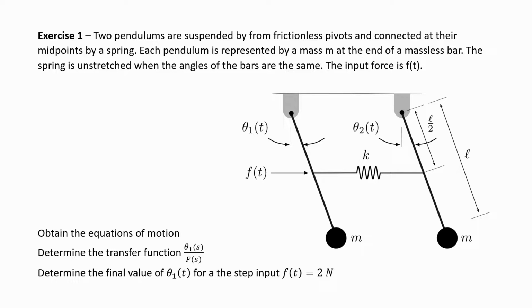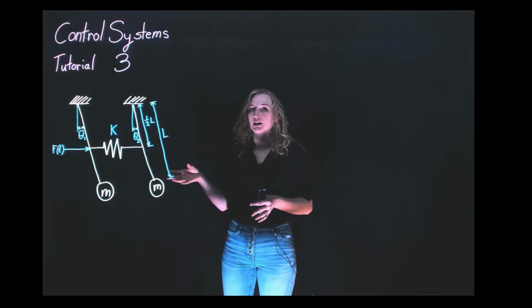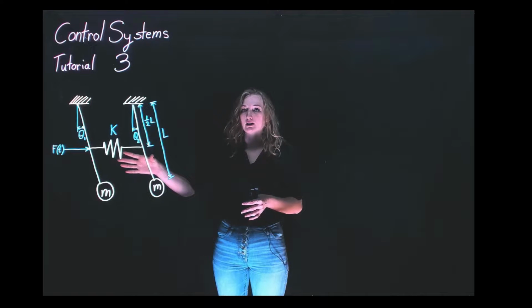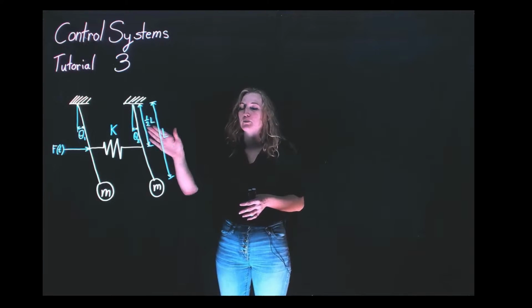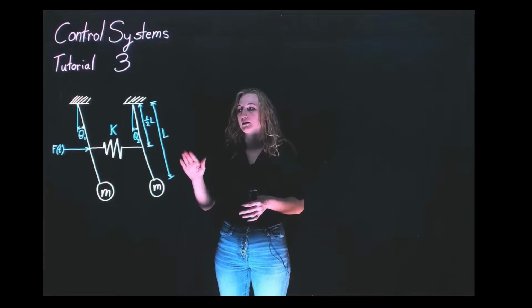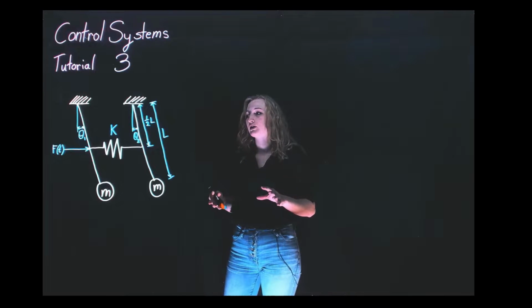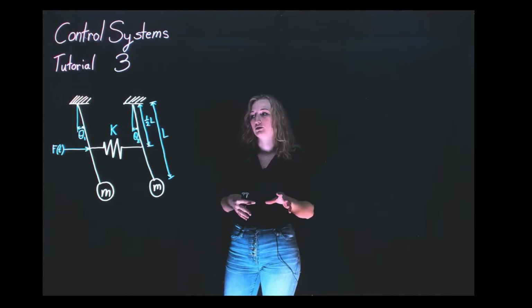Okay, so here we have the first exercise. It is a double pendulum system. The two pendulums are connected by a spring K. They both have massless rods with a length L, and there is an input force F of t. The first thing this question asks for is the equations of motion.